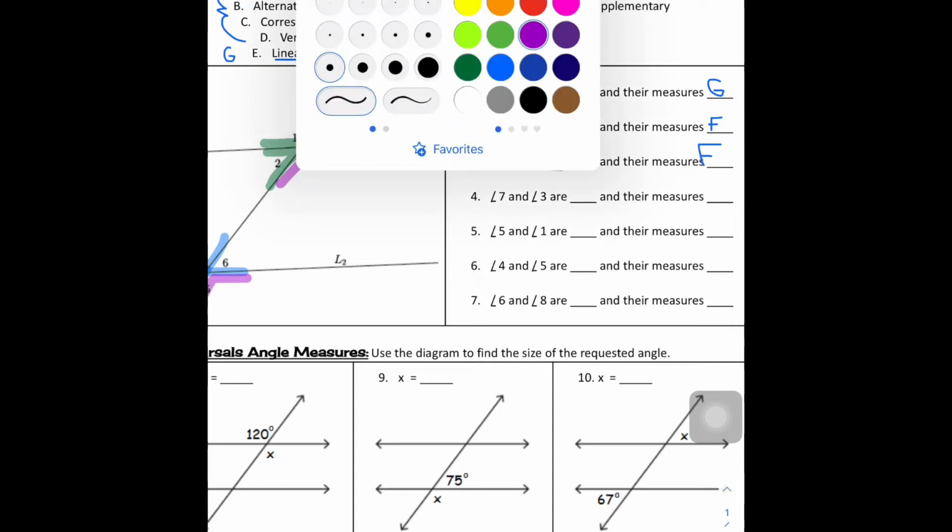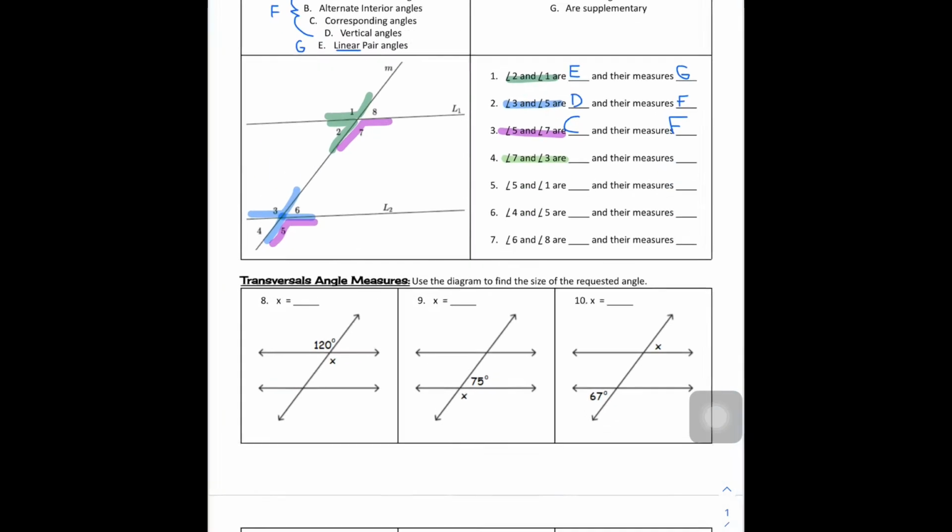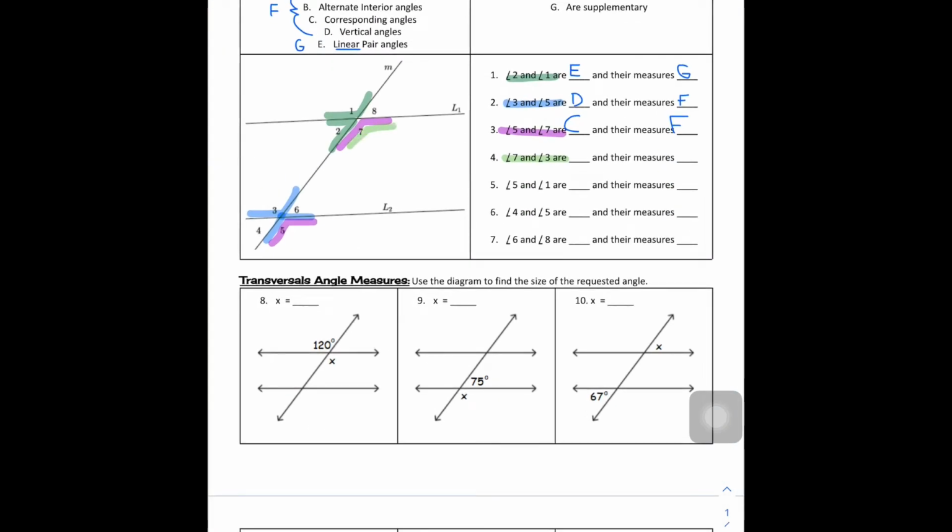All right, next we're going to look at 5 and 7. Highlighting 5 again and 7. I can pick that up, slide it. Sliding would be corresponding. So that is C and F. Next, we'll take a look at 7 and 3. They're inside the parallel lines on opposite sides, so they are alternate interior. That is B and F.